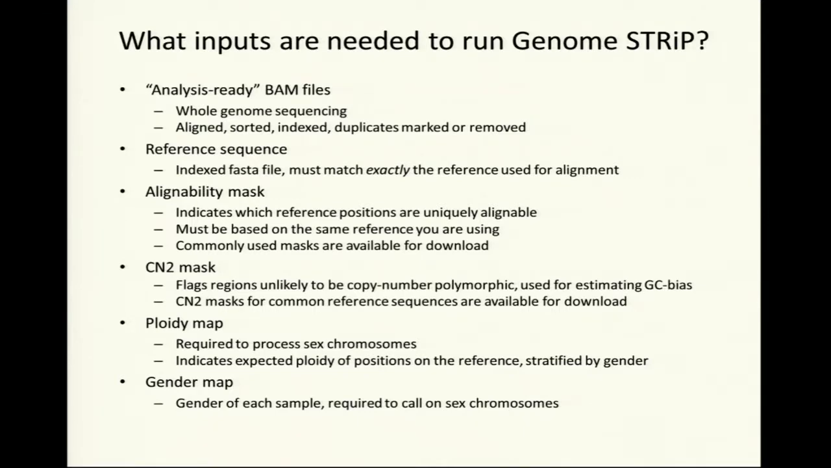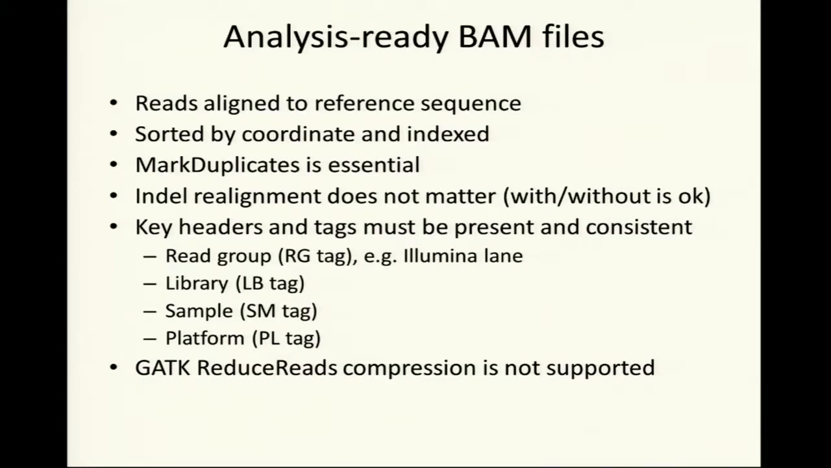There's also a copy number 2 mask, which picks out regions of the genome that we believe are not variant in most people, not variant in copy number, and this is used as part of our GC bias correction. There's a ploidy map and a gender map that I'll talk about in a little bit, and I'm going to talk about each of these in a little bit more detail, so I'll just go on.